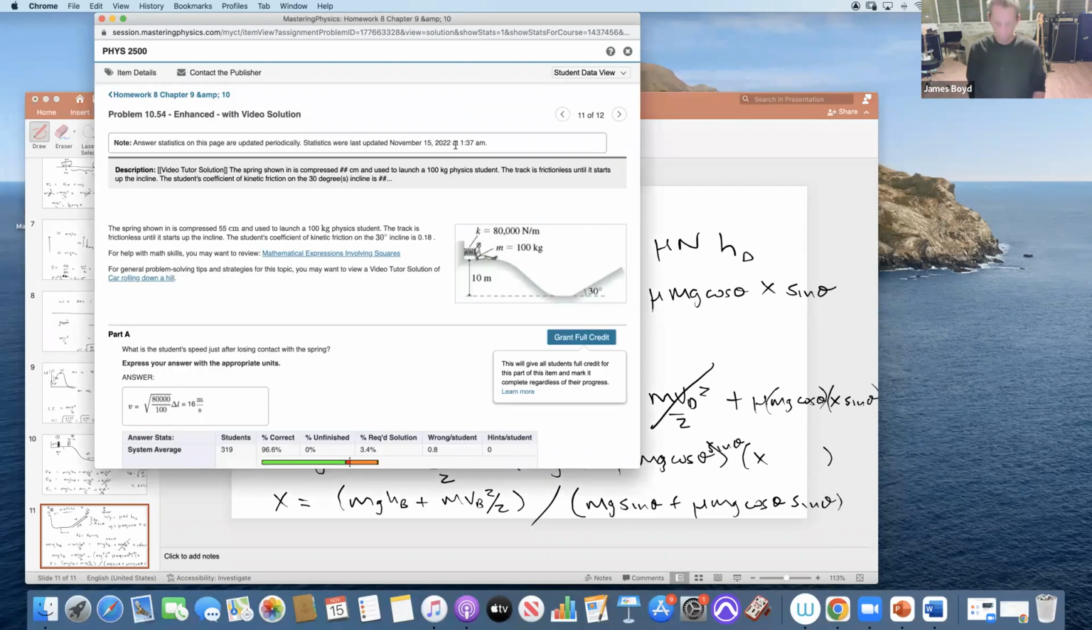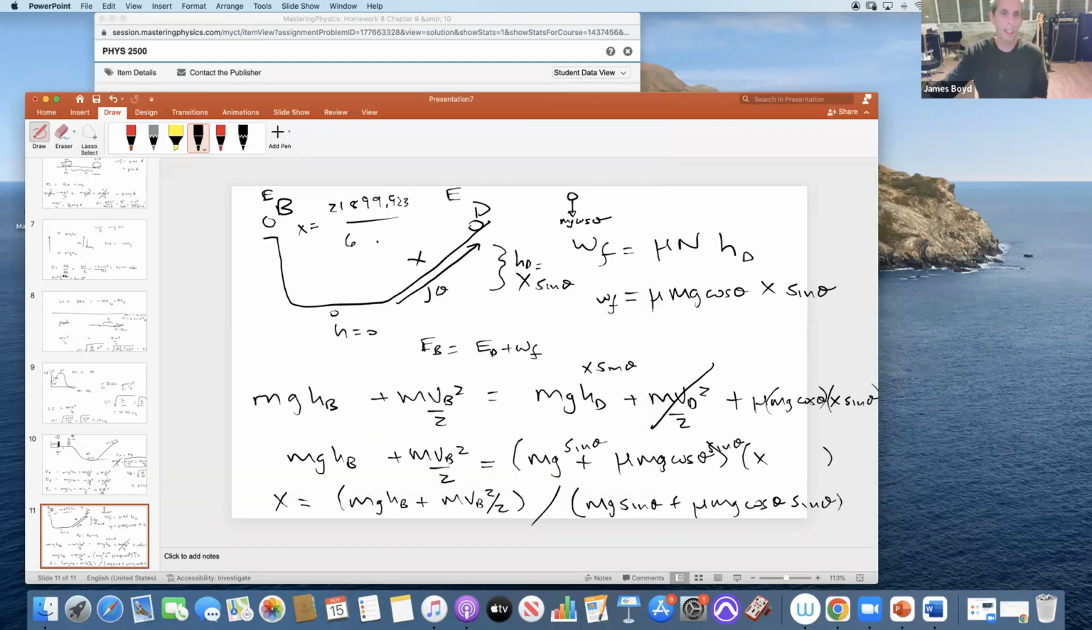And then this part is, theta is 30. So 100 times 9.8 sine of 30 plus the mu was 0.18 times 100 times 9.8 times cosine of 30 times sine of 30. And this is 660.389. If I divide 21899.923 by my answer, I get 33.1, so 33 meters.